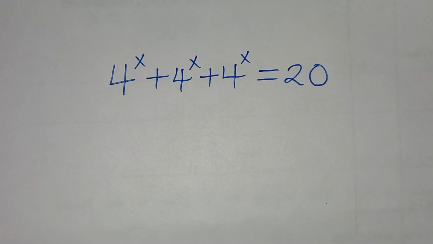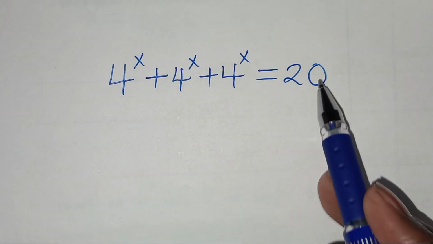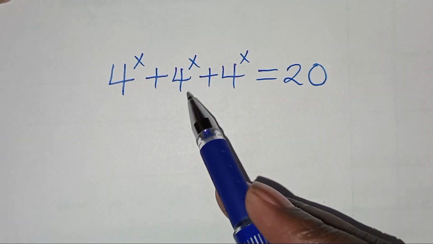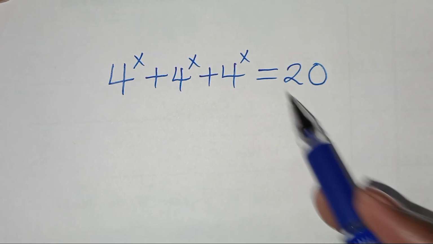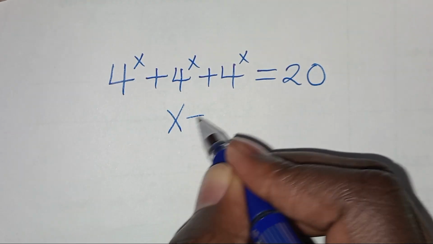Hello everyone, you're welcome to solve this nice exponential equation, which is 4 to power x plus 4 to power x plus 4 to power x is equal to 20. So what is the value of x?